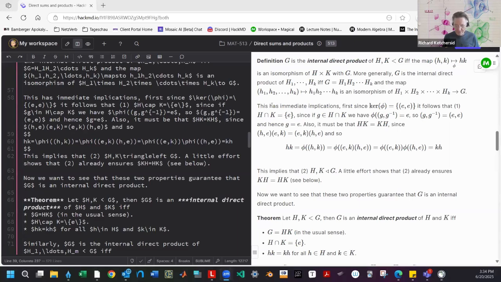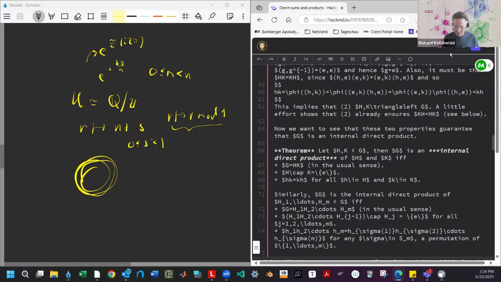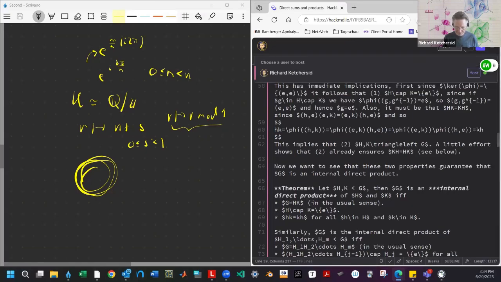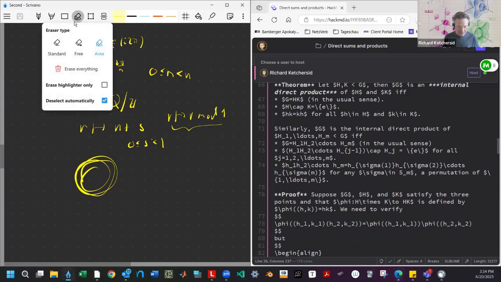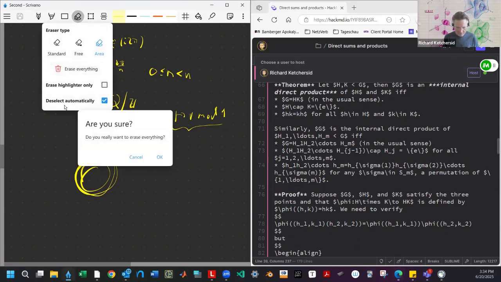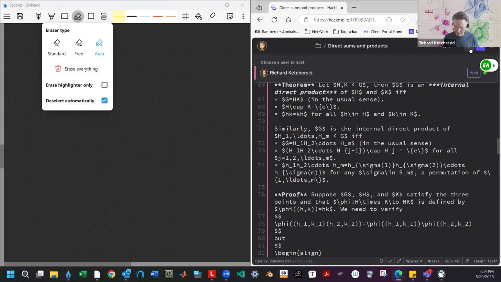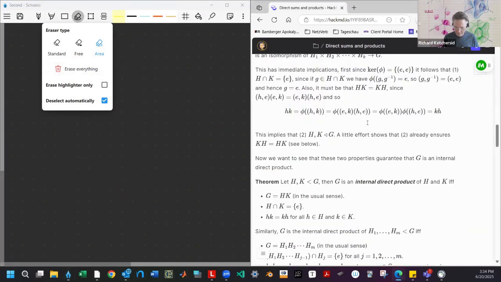Let's see. So if we're going to have that G, which is HK, so let me just sort of spell this out a little bit. I haven't written anything in a while, so let me go back to writing. Let me get this back to just viewing. Let me clear this out. Okay, let's see. Let me get this back to viewing only.